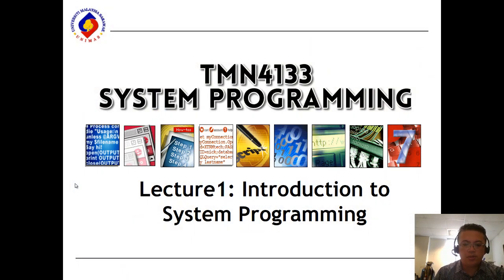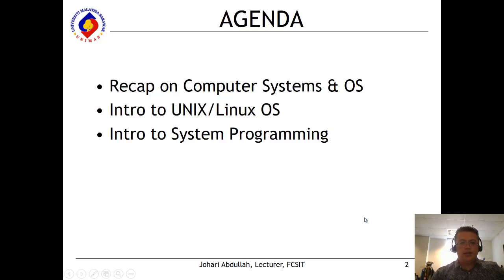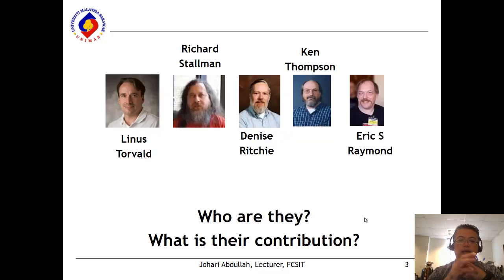MN4153 System Programming. So in this particular video, we're going to see an introduction to system programming. So what we're going to do is to actually recap some of the things that probably you have learned in your first year, basically on ITP, Introduction to Programming, on operating system, and some info on Linux operating system as well, which probably have covered in OS course as well during your first year.